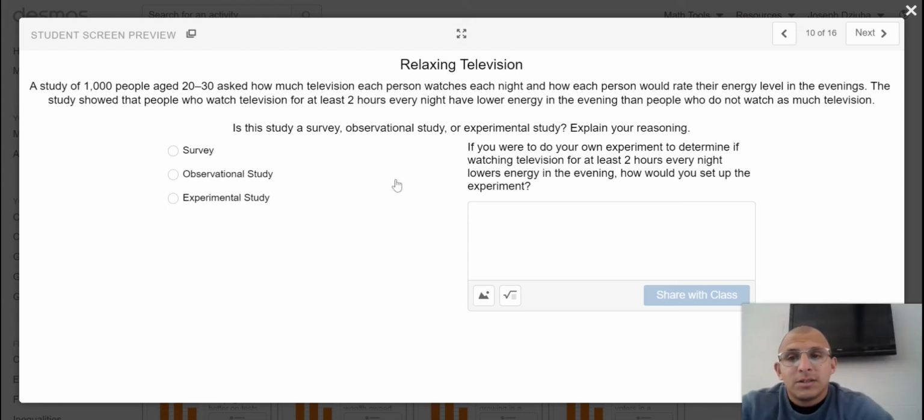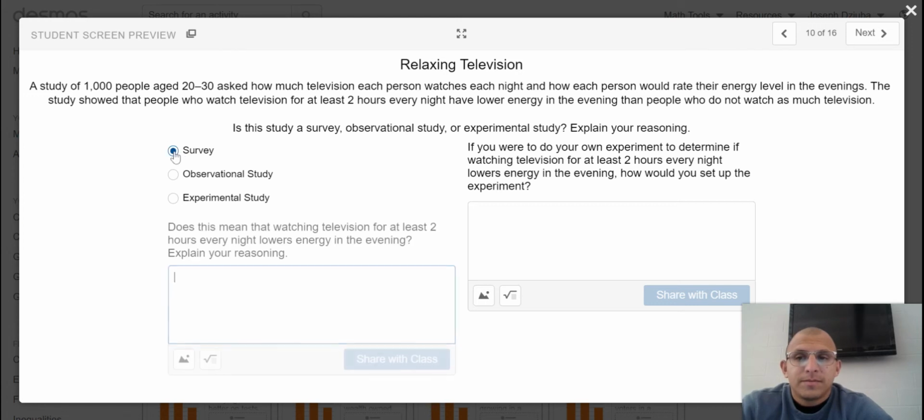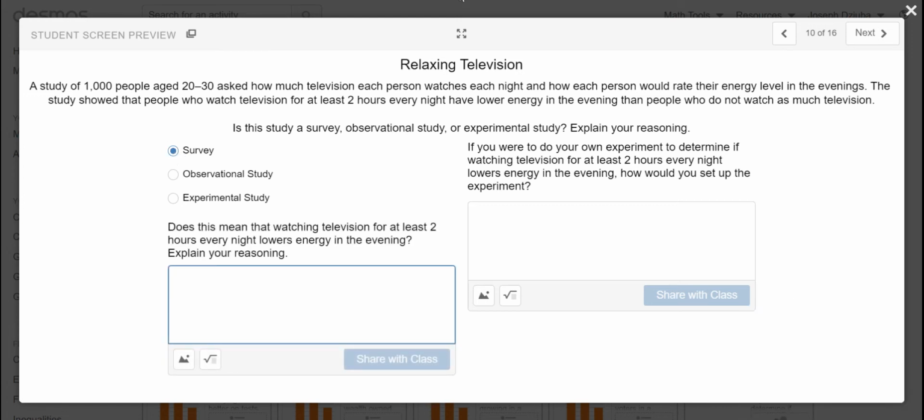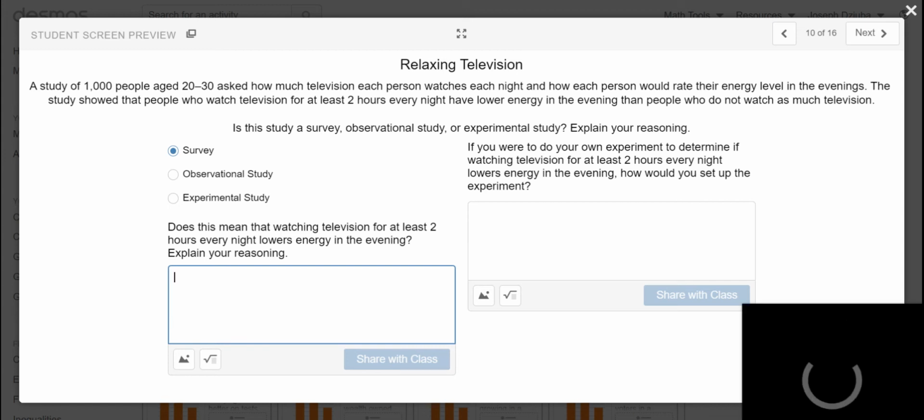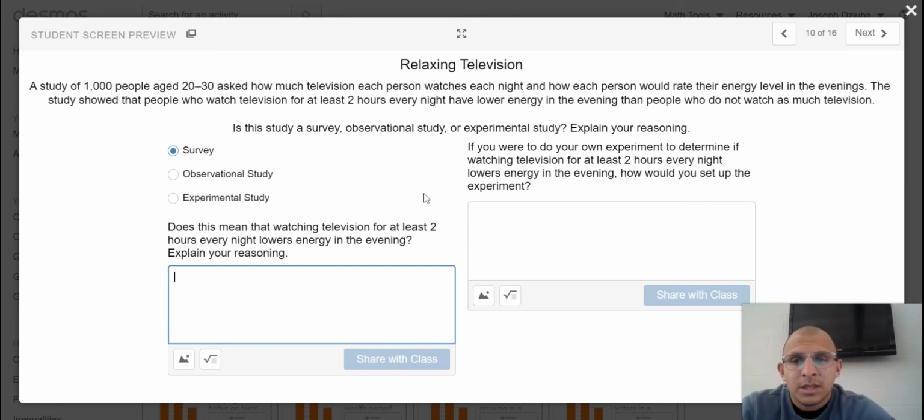We would define it to be a survey. Why would we define it to be a survey? Well, people were asked to provide data about themselves rather than the researchers collecting information about the people independently or influencing the amount of television they watched each night.